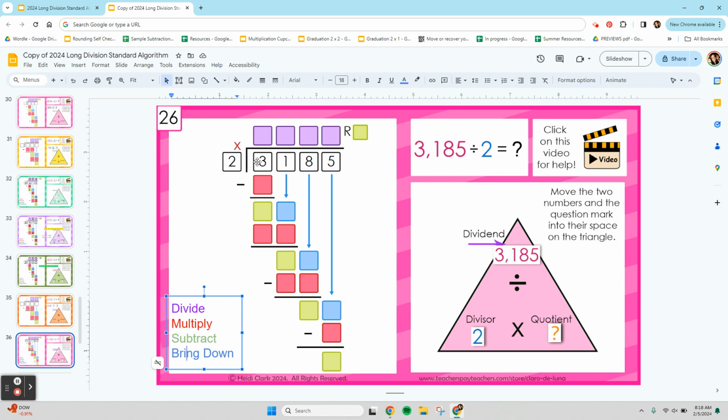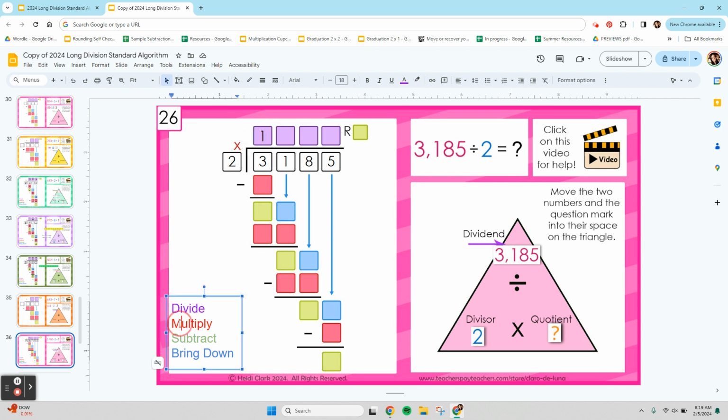So first we divide 3 divided by 2. In other words, how many 2's fit into 3? Just 1. If I had 3 pieces of candy and I made a group of 2, I can't make more than just one group of 2. I can make one group of 2 and then I don't have enough to continue.